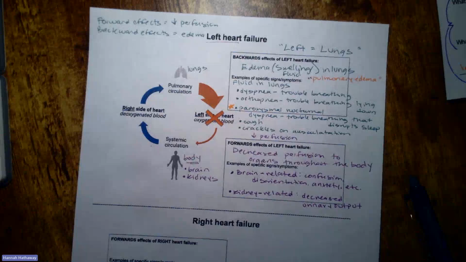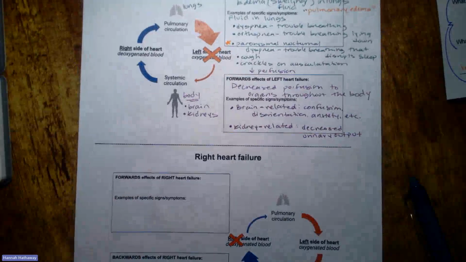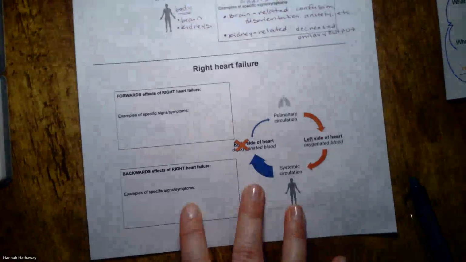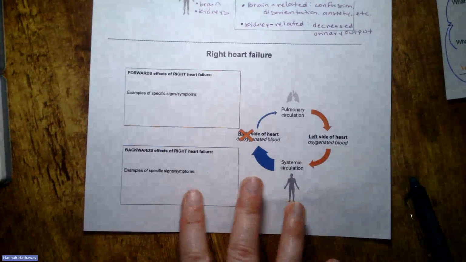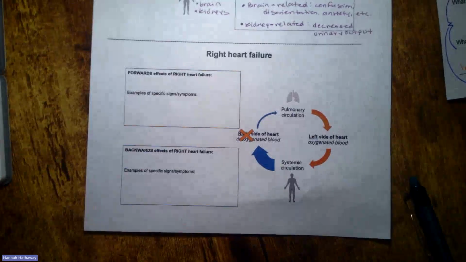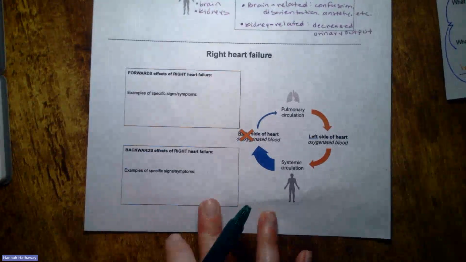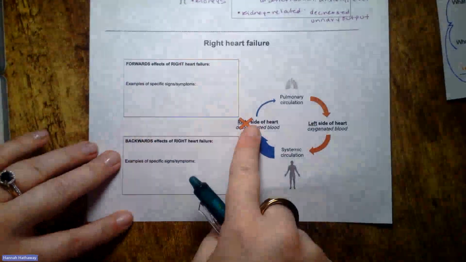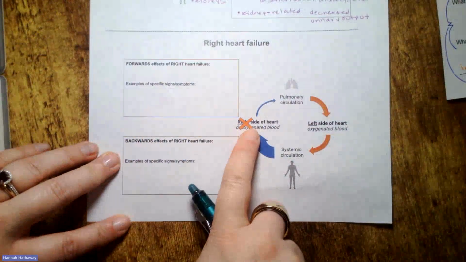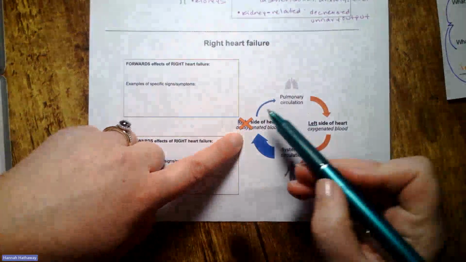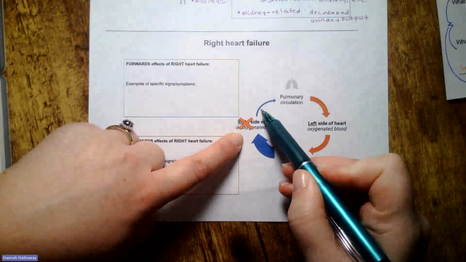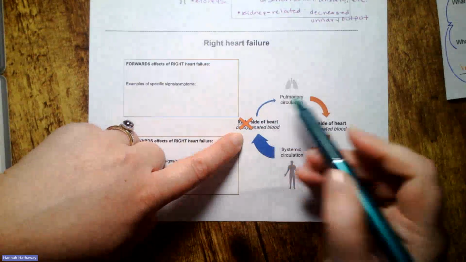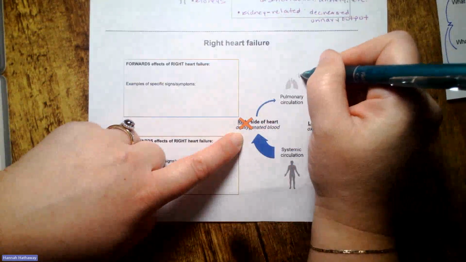Okay, so that is the signs and symptoms of left heart failure. Now let's move on to the signs and symptoms of right heart failure. Okay, so once again, we're still going to remember forward effects, decreased perfusion, backwards effects, edema. So now we're talking about right heart failure. The right side of the heart has stopped working. So now we see there's just this little tiny baby trickle of blood just barely getting to the lungs, right?